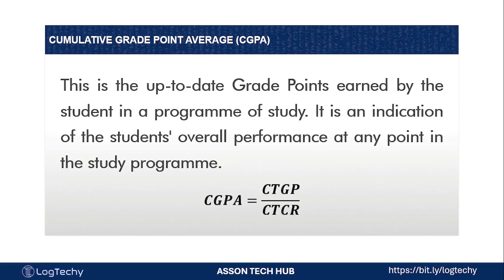So you see that CGPA is the up-to-date grade point earned by the student in a program of study. It is an indication of the student's overall performance at any level, at any point in the study program. So CGPA is not like GPA, which is just per semester. As you can see, the formula for CGPA here is the summation of the cumulative total grade point all over the summation of the cumulative total credit registered. That is the formula, and that is why we did that analysis page to get it separated from how we calculate GPA, because they are two different things.